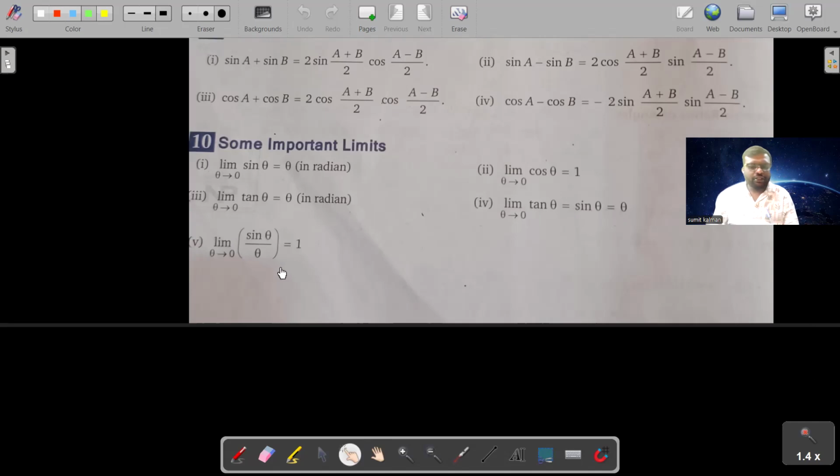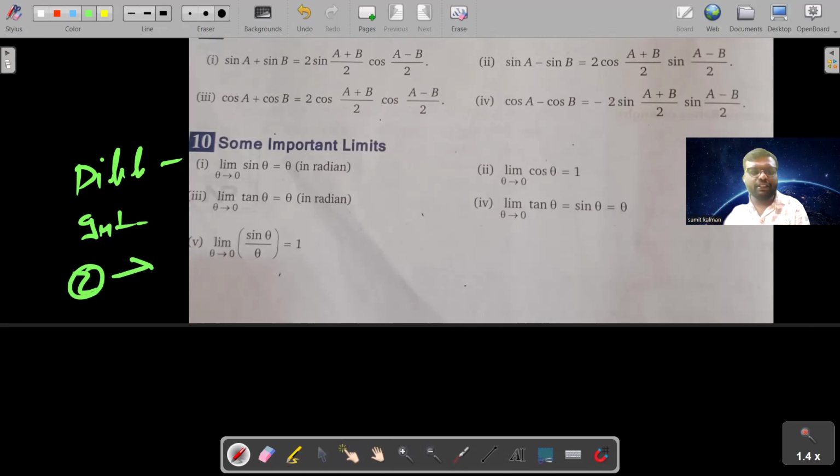So students, we have very less time. Differentiation I will teach in the next class, and in the class after that I will teach integration. So it will need 2 more lectures to finish elementary mathematics.